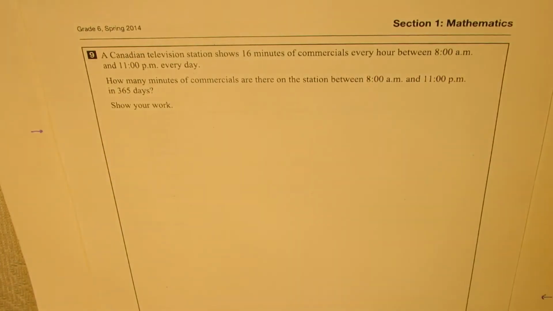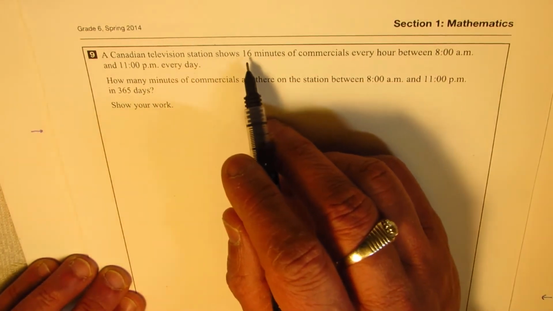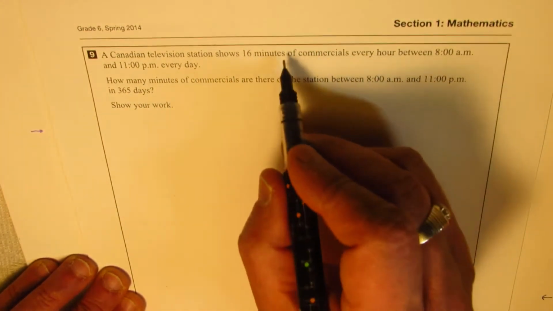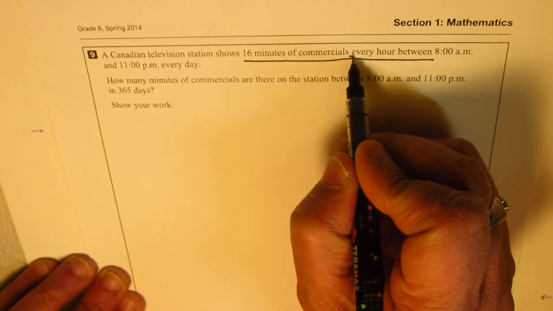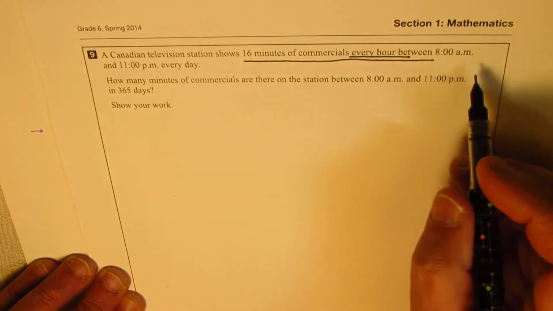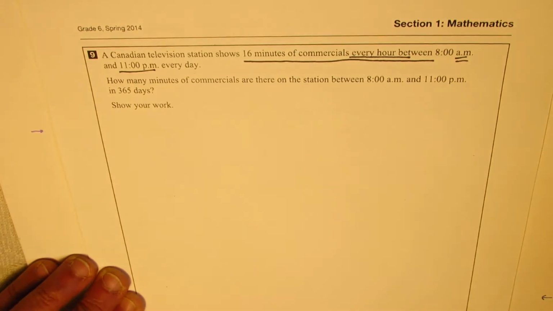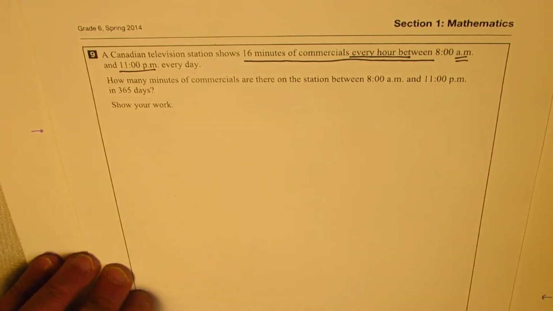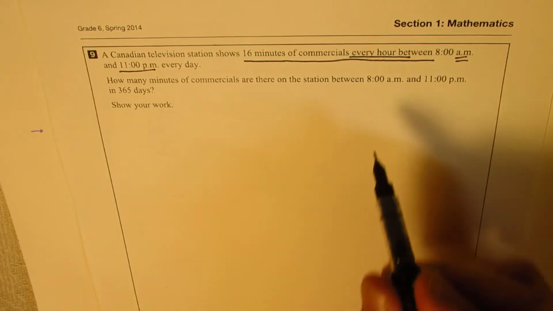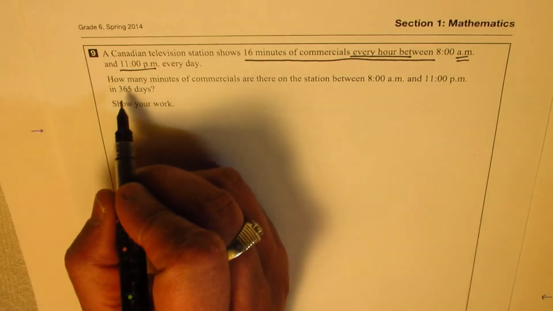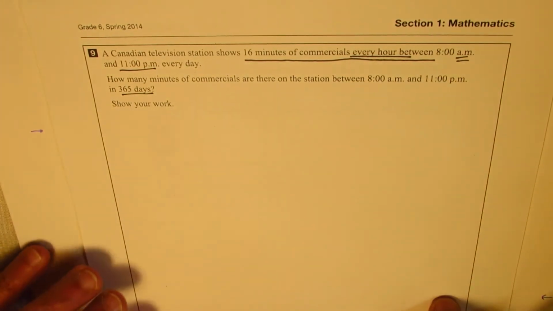Next question here is question number 9, which says, a Canadian television station shows 16 minutes of commercial every hour. And it's very important to understand commercial every hour, between 8 a.m. and 11 p.m. every day. How many minutes of commercials are there on the station between 8 a.m. and 11 p.m. in 365 days? One full year, right? That's what you have to figure out.